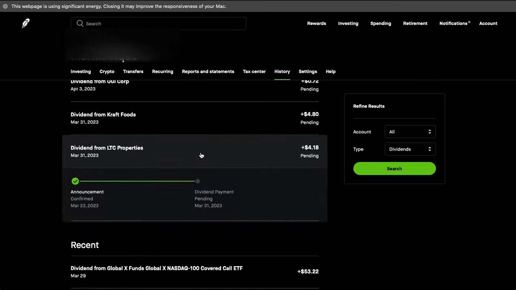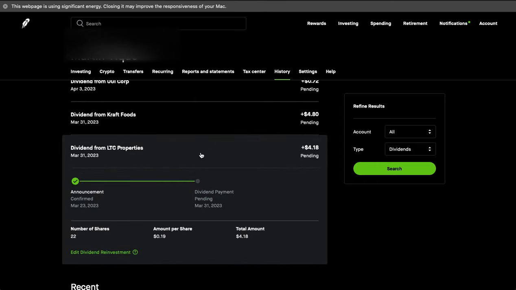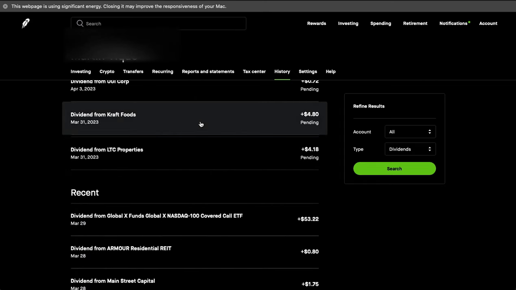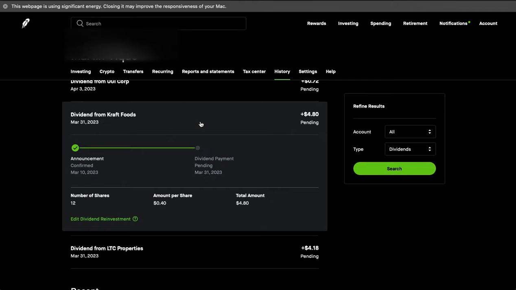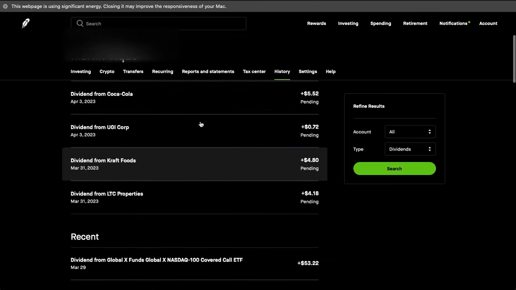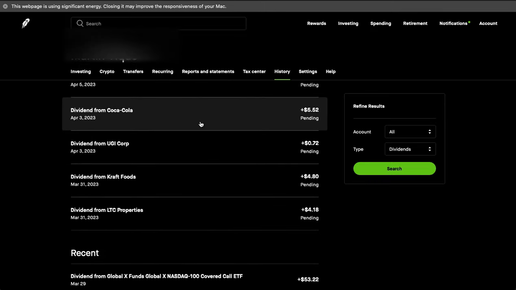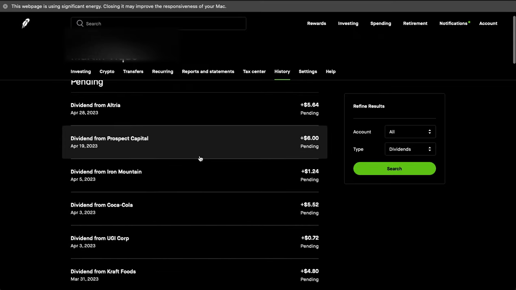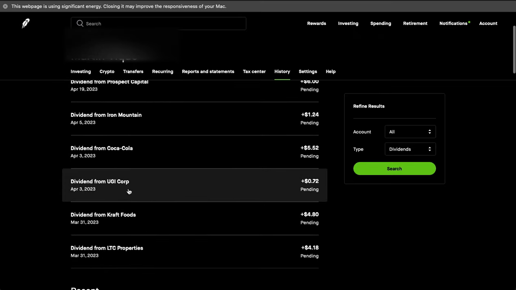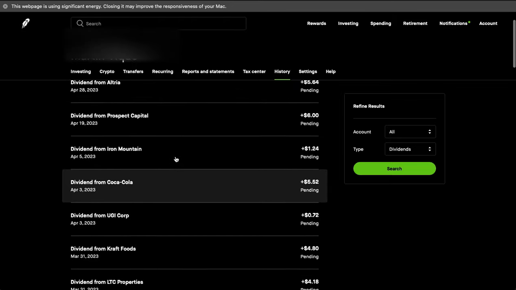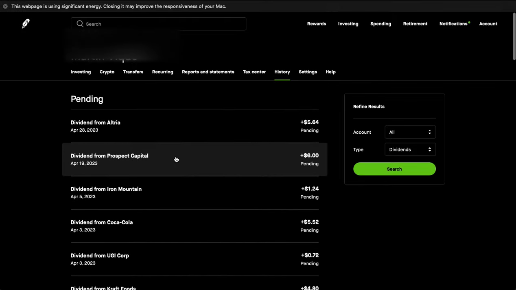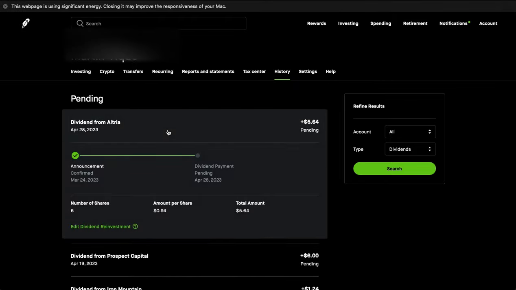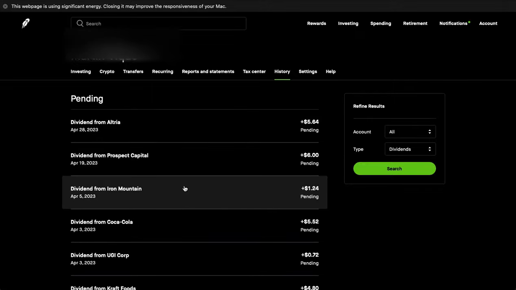Let's see. We had LTC, $4.18, 22 shares. Kraft Foods. These are pending. These will be paid today. $4.80, 12 shares. So that's it for March. Not bad. So let's take a look at the total. These are all the ones that are coming in for April. So we have UGI, Coca-Cola, Iron Mountain, PSEC again, and Altria. We just recently added Altria, so we'll get more of that.